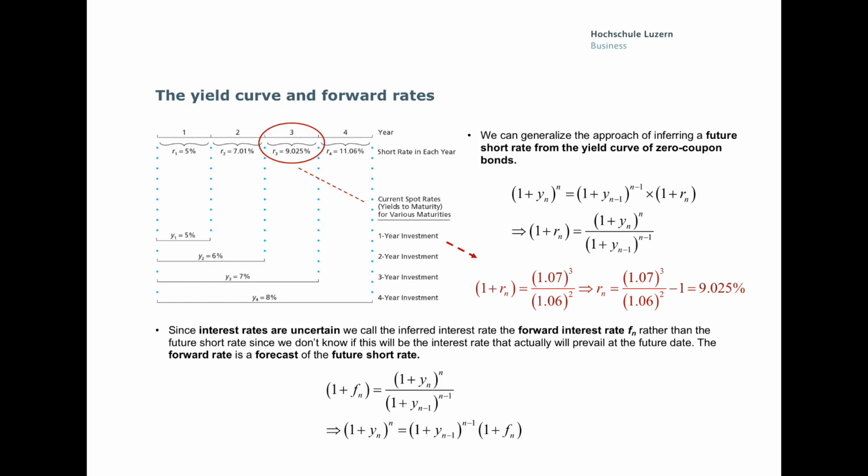Since interest rates are uncertain, we call the inferred interest rates the forward interest rate rather than the future short rate. This is due to the fact that we don't know if the future short rate will actually prevail in the future. We should think of the forward rate as a forecast of the future short rate. To emphasize this point, we write the future short rate in period n as Fn to make clear that it is indeed a forward rate.